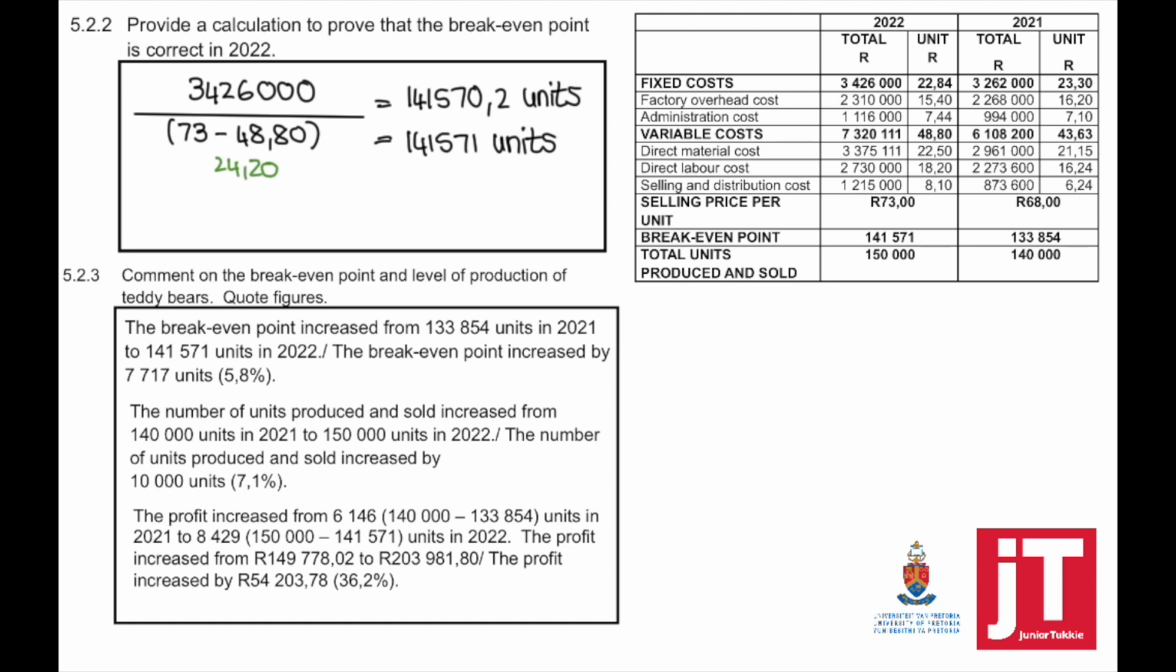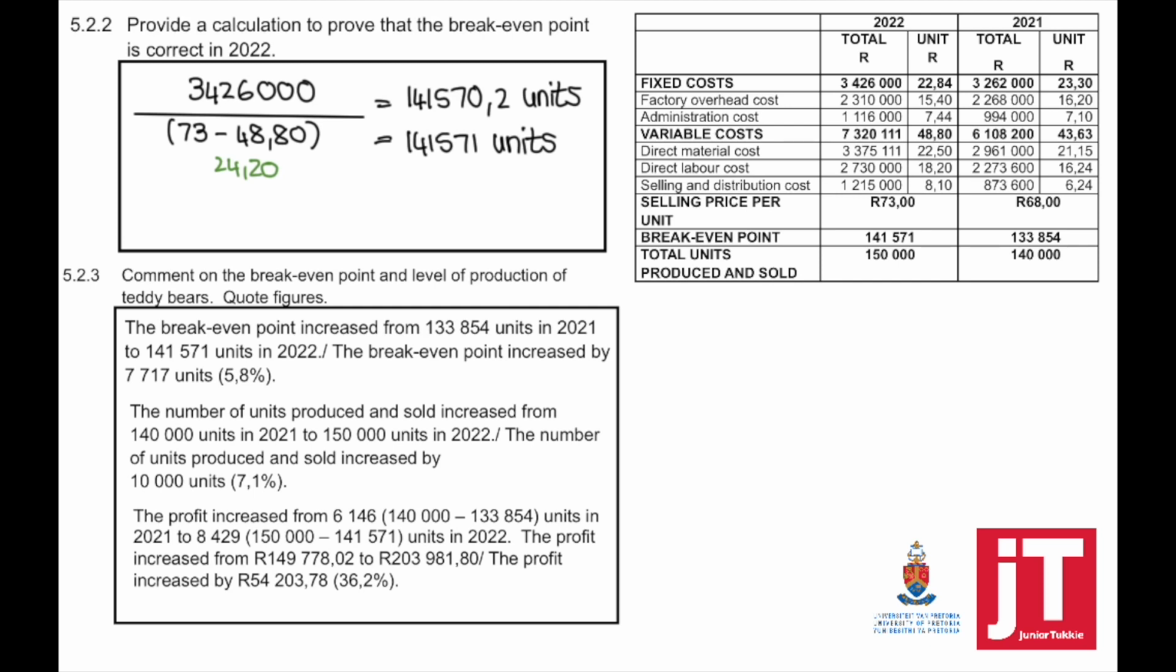If we compare the break-even point with the number of units produced and sold for each year, in 2021, the number of units produced and sold exceeded the break-even point by 6,146 units, which means that we made a profit. In 2022, the total number of units produced and sold exceeded the break-even point by 8,429 units. So there's an increase from last year to this year.